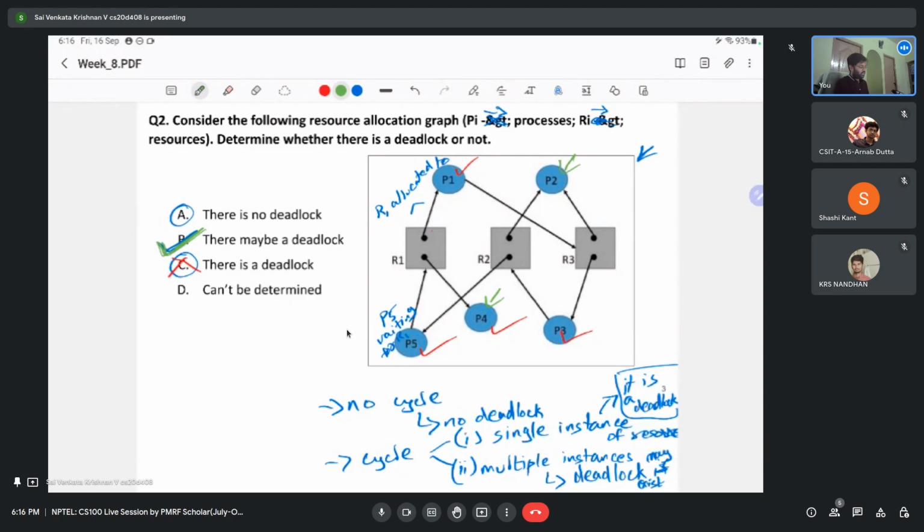So in that case, saying there is a deadlock is wrong, because if P2 and P4 are freed, then the cycle will easily be broken. Do you get my point? Right. So the other choice that Arnab gave, that there is no deadlock.